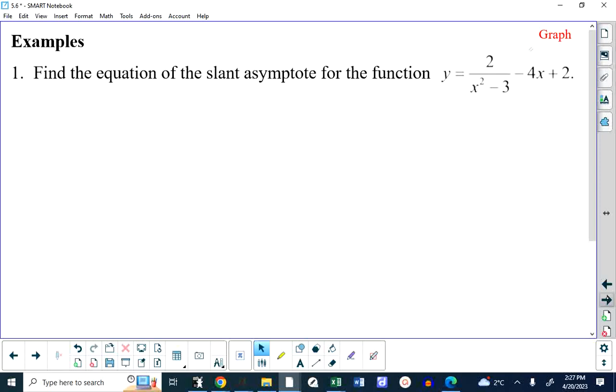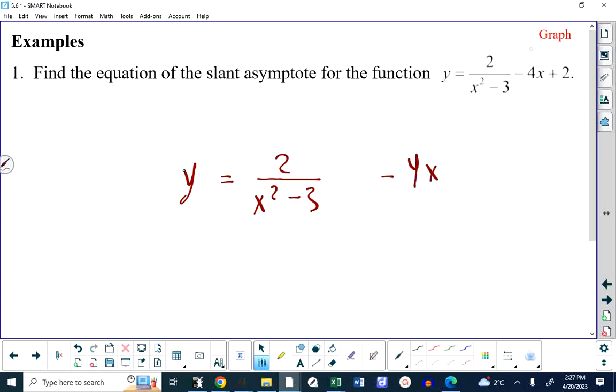All right. What's the slant asymptote of this function? Let me write out the function. It's y equals 2 over x squared minus 3, and then I have minus 4x plus 2. Well, the slant asymptote will be y equals negative 4x plus 2.